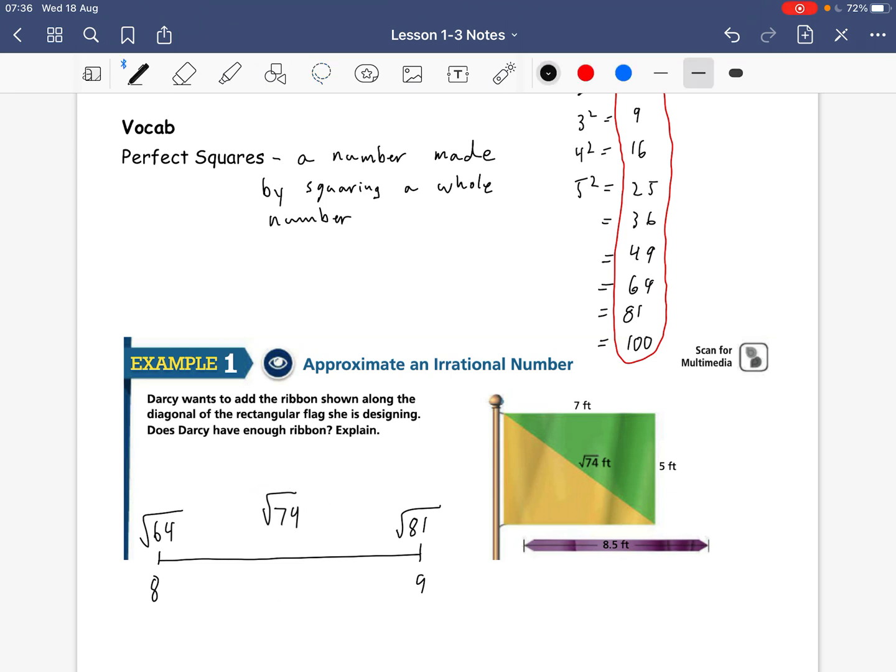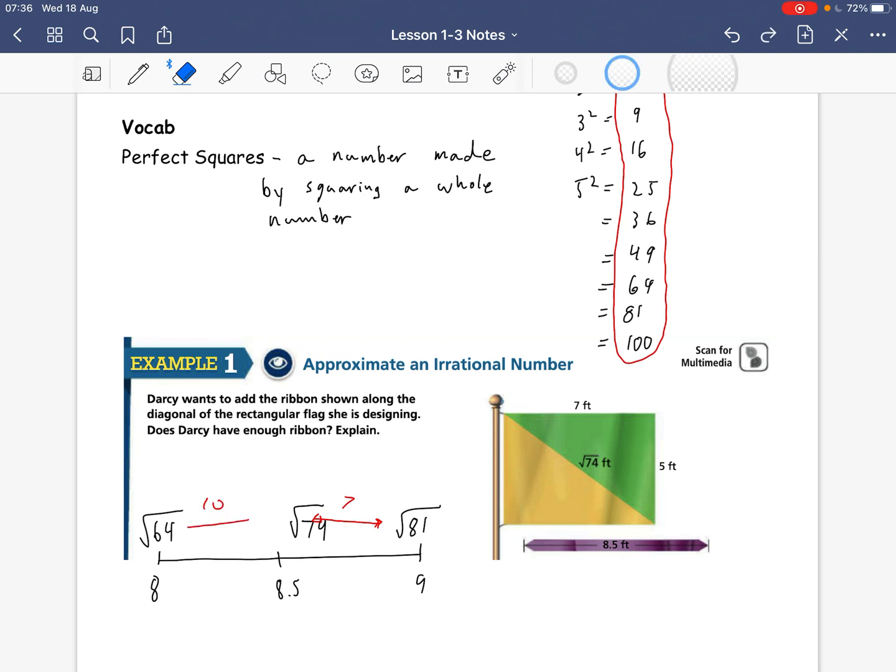Well, let's think about this. What's that distance from 64 to 74? Well, that would be 10. And the distance from 74 to 81 is 7. So we know that the square root of 74 is over the middle. It would be somewhere over here. So it has to be past the halfway point. Halfway would be 8.5.